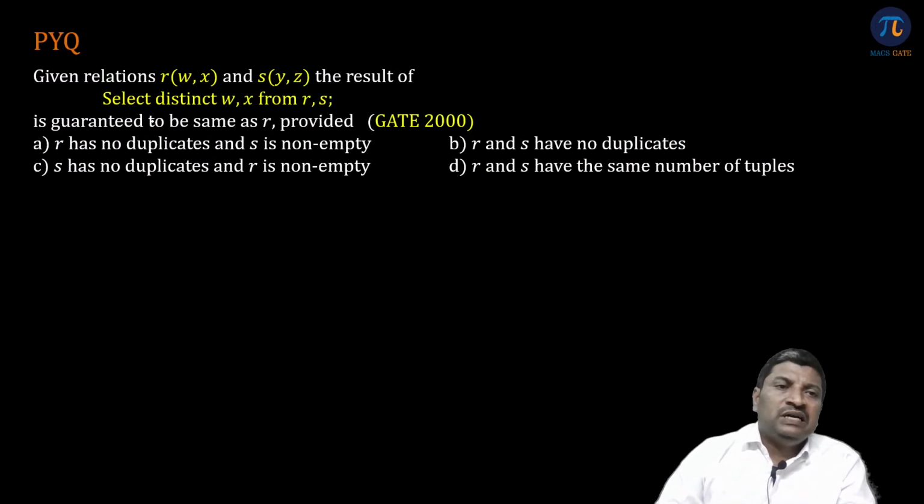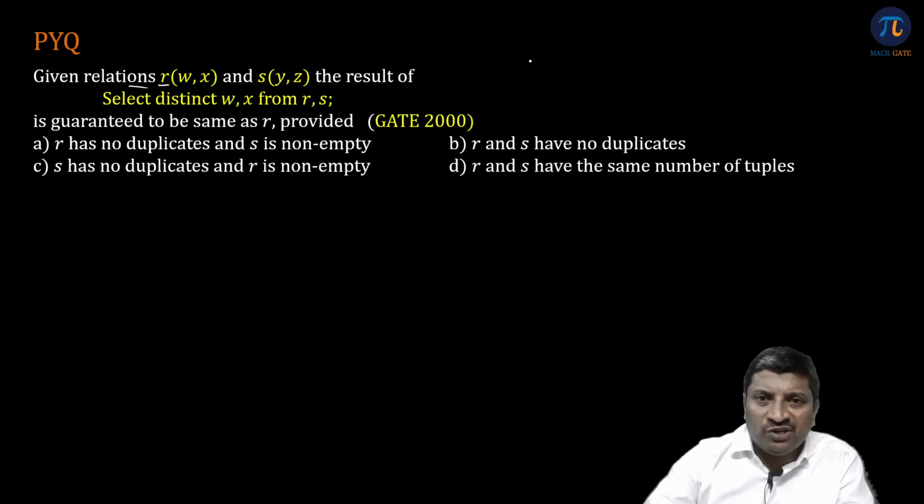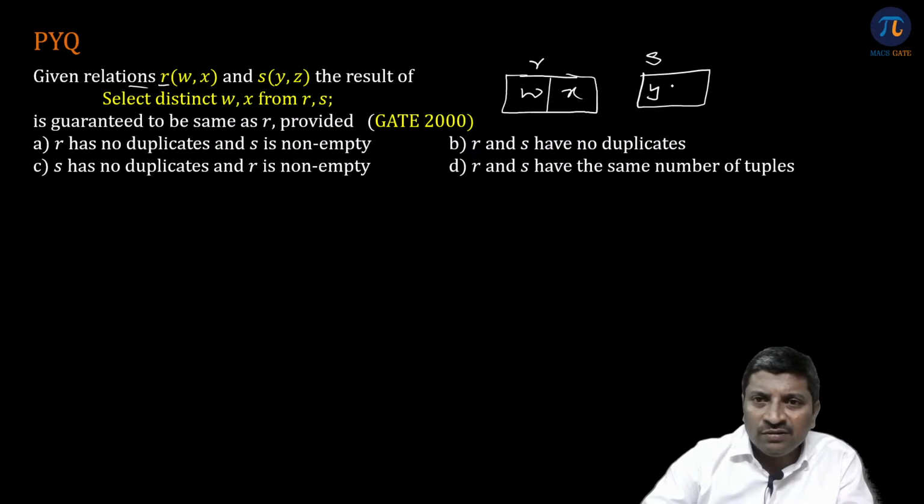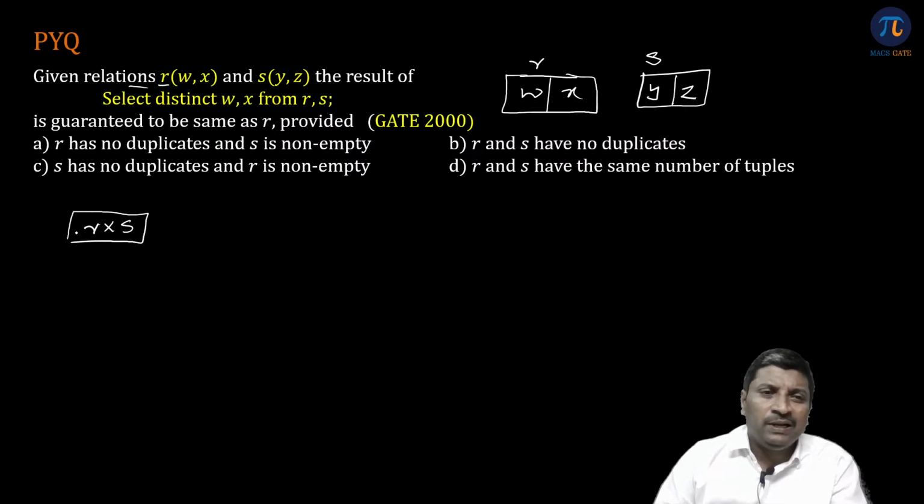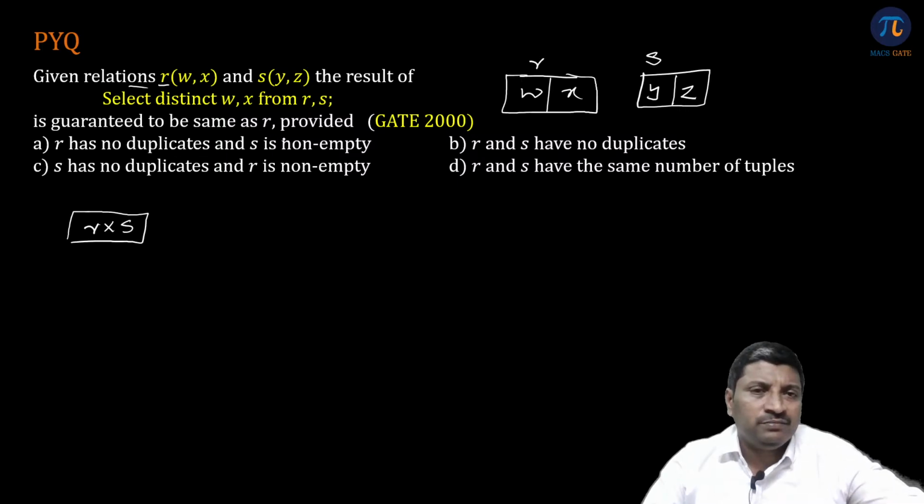The next one, given relations R with two attributes. So we have a table R in which we have two attributes W, X. S, we have Y, Z. Now look at this. Select W comma X from R comma S. That means they are forming Cartesian product only.